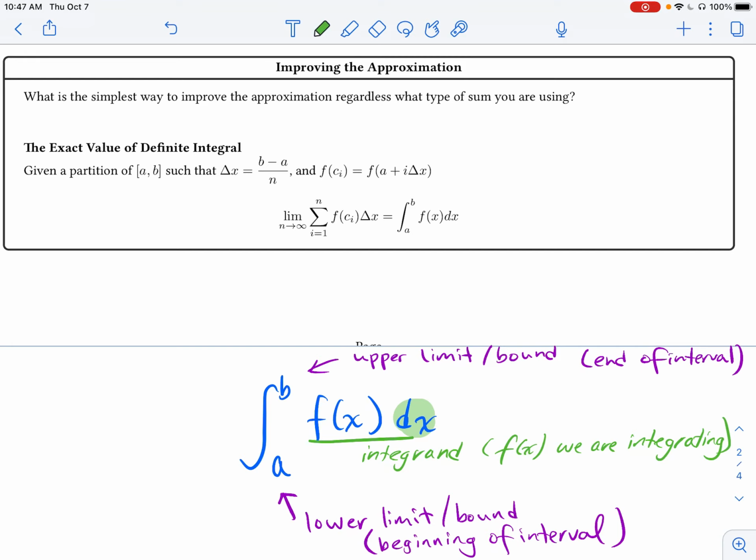And this symbol here that we see looks kind of like an S, but just kind of stretched out. It's almost like we apply a vertical stretch on the letter S. And this is to indicate that we are finding the sum of all the rectangles here.